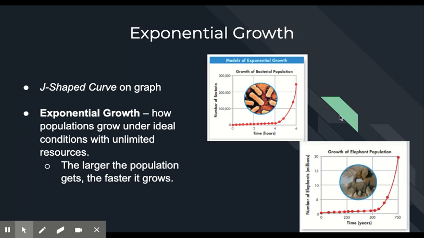So here we're looking at exponential growth, which is going to be a J-shaped curve on the graph. For exponential growth, this is how populations are going to grow under ideal conditions with unlimited resources. So the larger the population gets, the faster that it's going to grow.